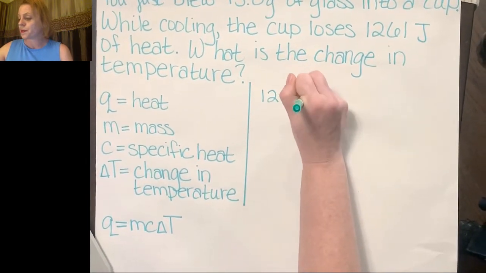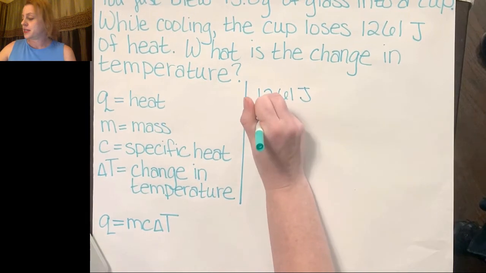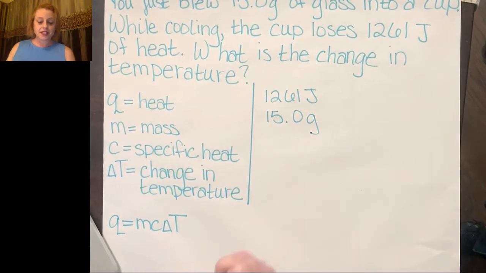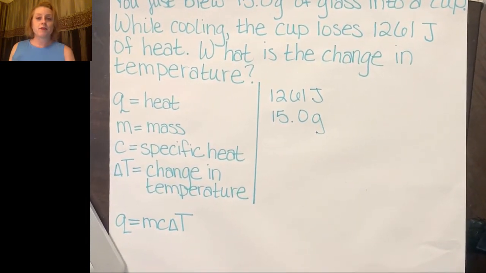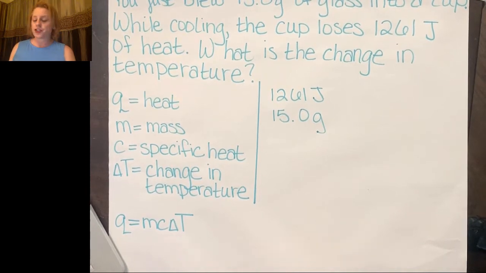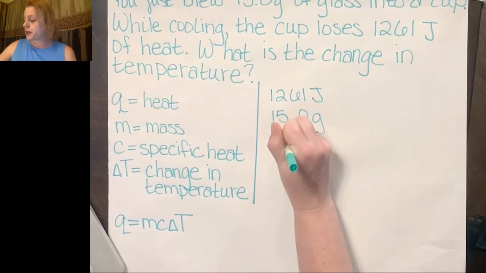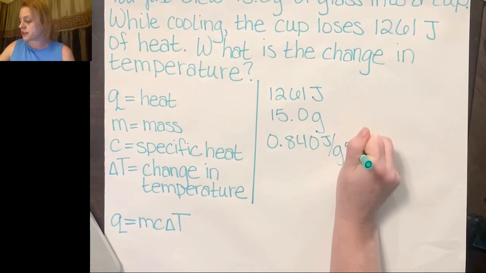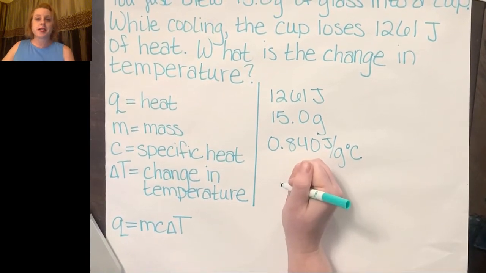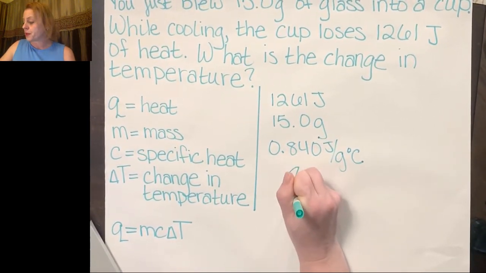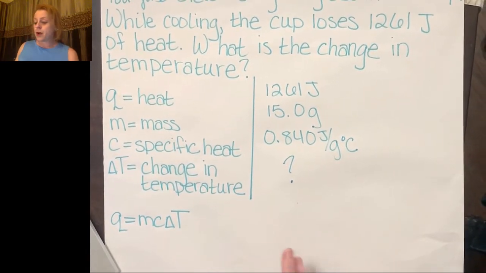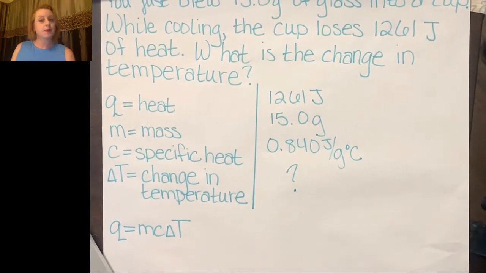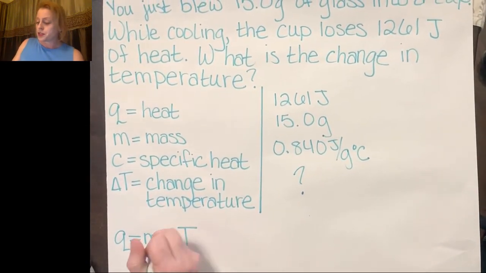So my heat is 1,261 joules. My mass is 15.0 grams. The specific heat of glass is 0.840 joules per gram degree Celsius, and again, I just looked that up online. So 0.840 joules per gram degree Celsius. And delta T, my change in temperature, that's what I'm solving for. So now I can just plug in my numbers, or I could get delta T by itself first and then plug in my numbers. So let's do that method first.